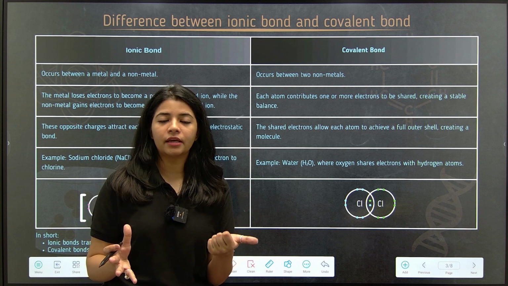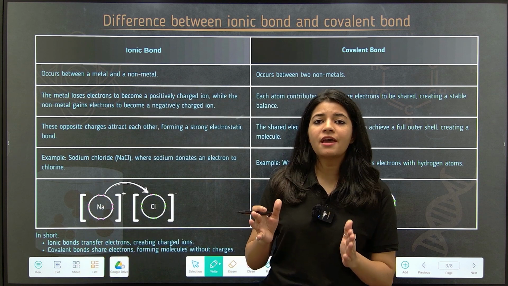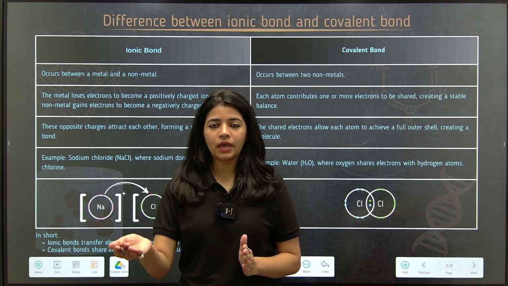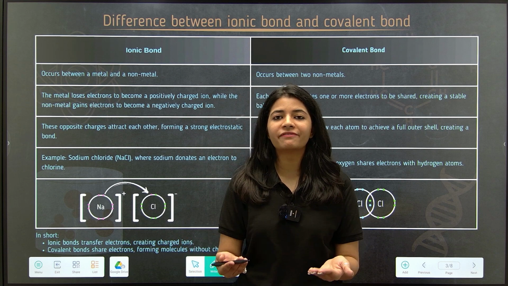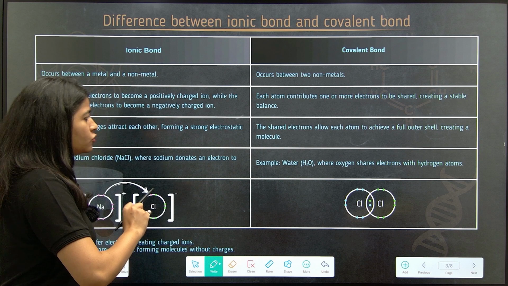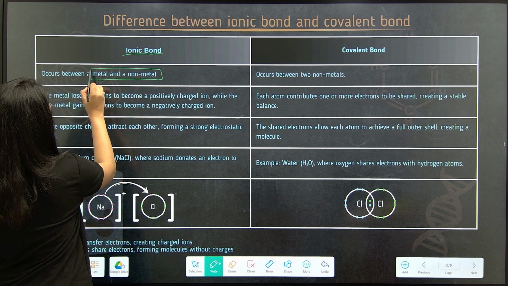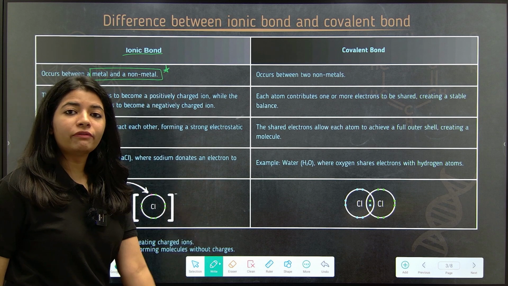Now what is a cation? A cation is that charged species which is formed when a metal has donated its electron. And what is an anion? An anion is a negatively charged species which is formed when a non-metal has accepted the electron. So an ionic bond occurs between metal and non-metal. This is the first point of difference. And what about a covalent bond?